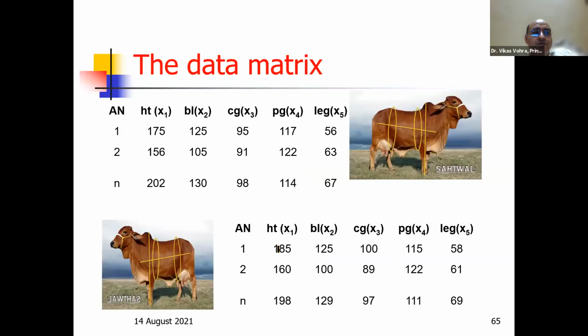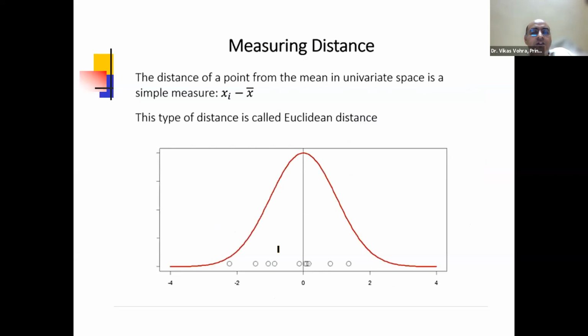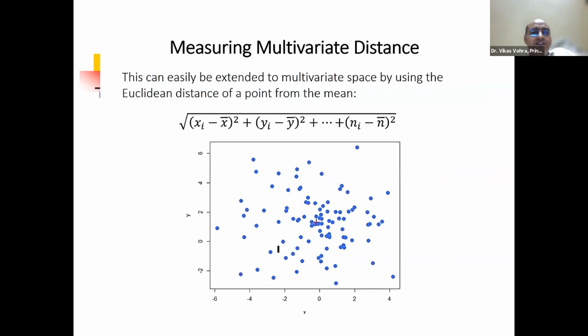So let us see, you can say that these data points were body measurements: height at the withers, body length, chest girth, paunch girth, or leg length of an individual. You have, say, n number of animals with this data from two groups, first group and second group. Then you measure a distance, that is, each point from the group mean, and this type of distance is called Euclidean distance. How to estimate a Euclidean distance? It is the square root of the sum of squares of the deviations. So for each individual point you take the mean. Suppose this is the mean, and you want to calculate the distance of this particular point.